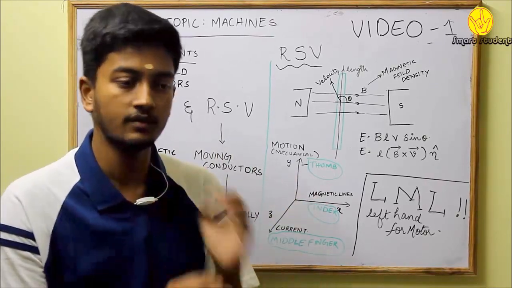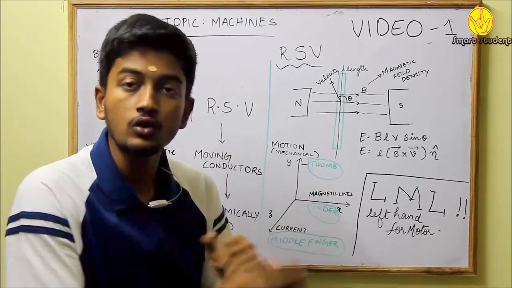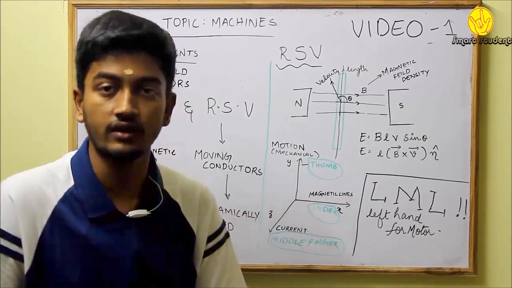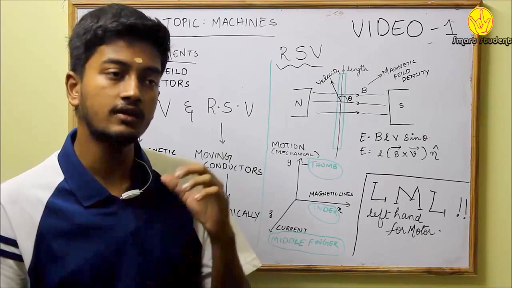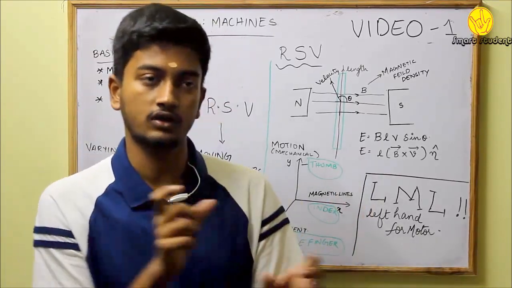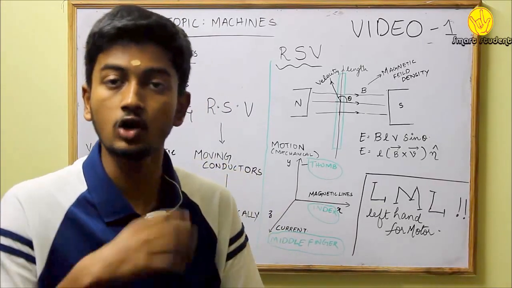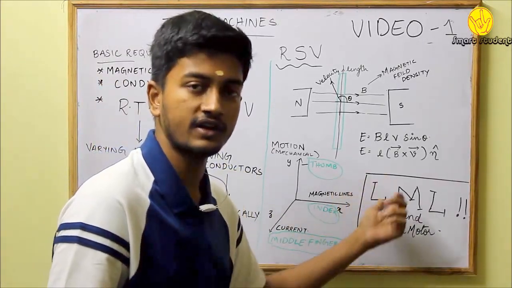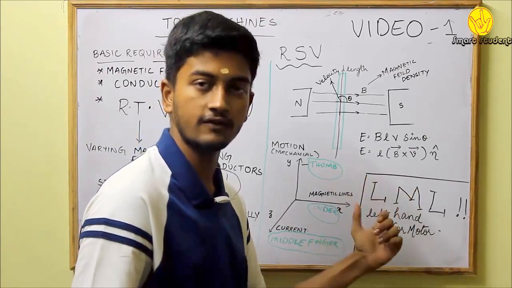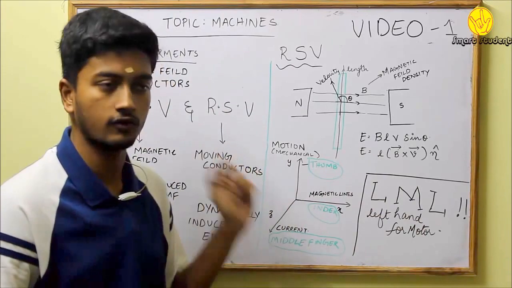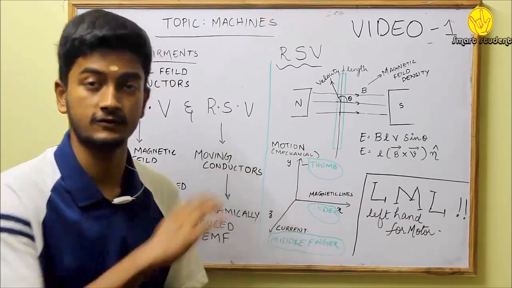both mean the same. Left hand rule will be applied for motors and right hand rule for generators. Another way of remembering which rule for which machine: we all have an idea about the automobile manufacturing company LML. Remember LML: left hand for motor. L for left, M for motor. So apply this left hand principle for motors and right hand principle for generators.